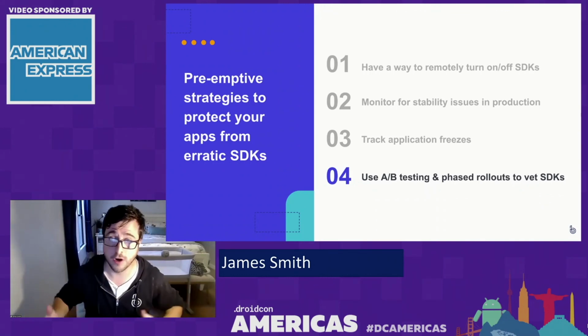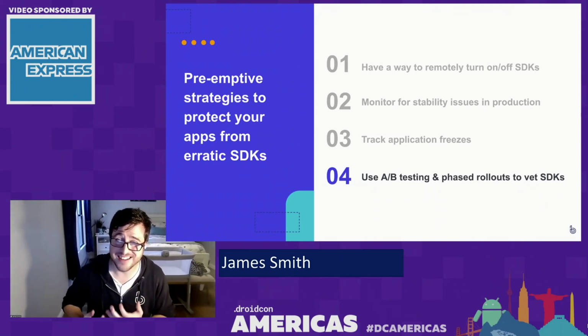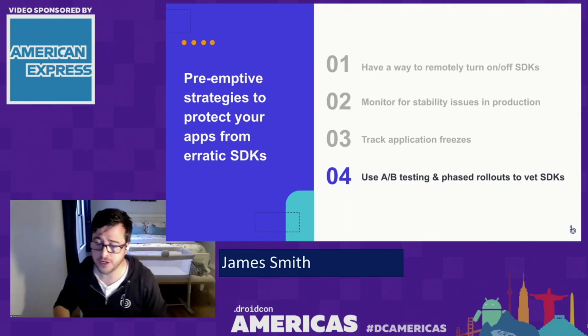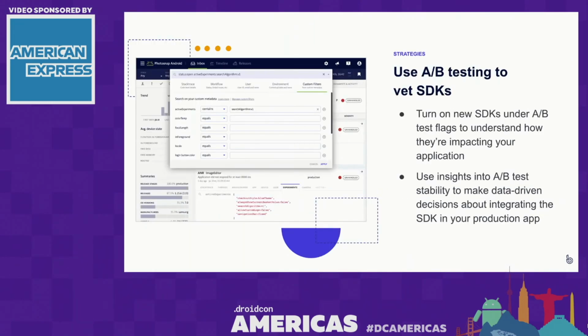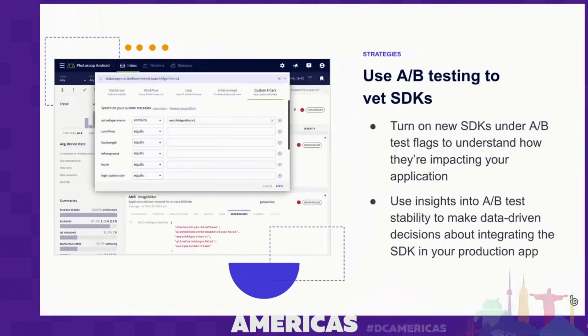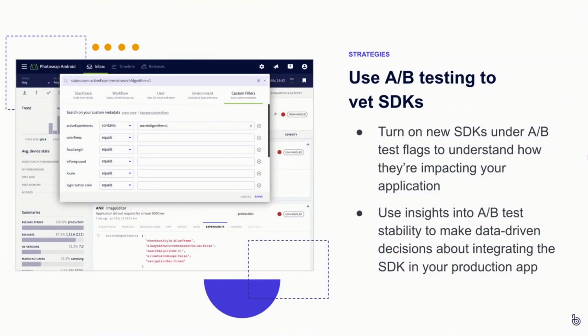The last thing is, as I said at the beginning, have A/B testing and phased rollouts and feature flagging tools to turn on and off SDKs. Actually, during the rollout of a new SDK or a new provider, you can probably use A/B testing as a way to vet them as well.